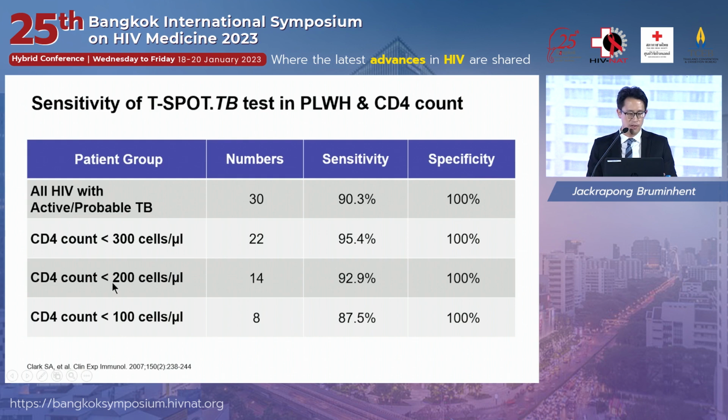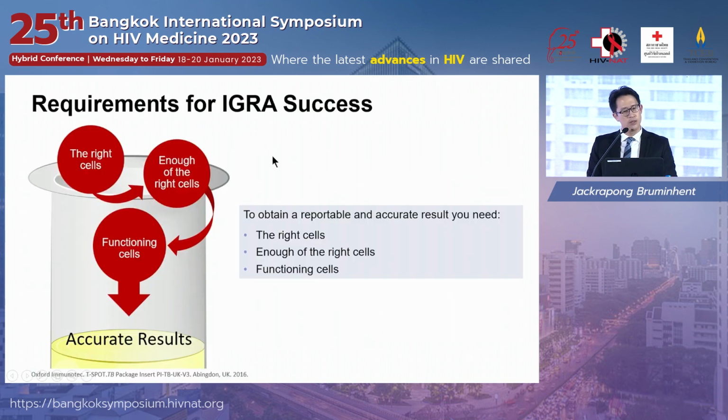But with the CD4 count less than 200, which is the cutoff that we usually are concerned with for tuberculosis, the sensitivity is about 93%. And if it's less than 100, it's about 88%. So what I'm trying to wrap up is that you probably want to pick the right test because you want to get the right cells. You want to get enough cells to be able to evaluate the function of your immunity.